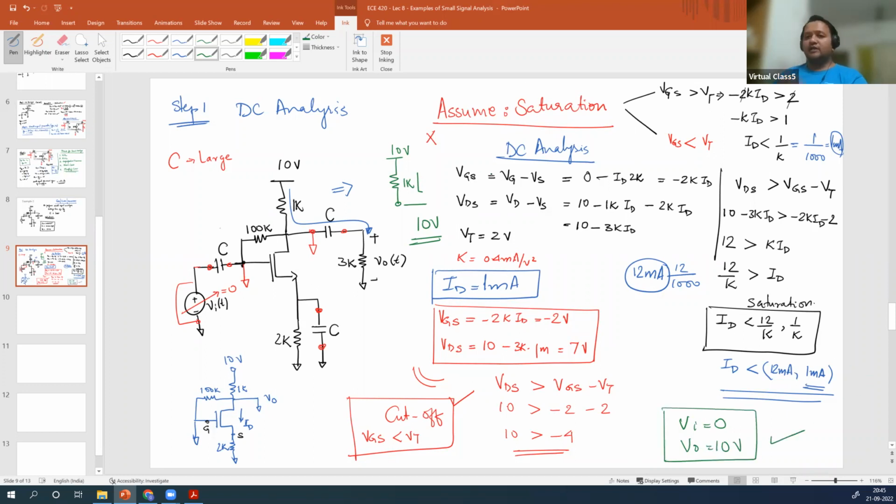So your input is going to be 0, your output is going to be 10 volt. So it is very, very important to understand. This can be an extremely practical circuit.